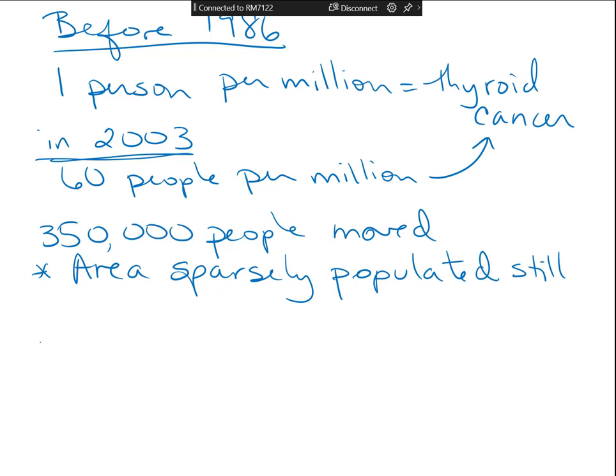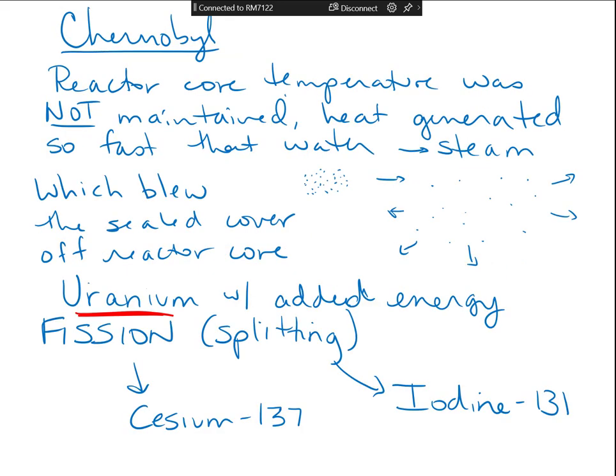Just to show you what they found, before 1986, only about 1 person per million up in that area developed thyroid cancer, so cancer of the thyroid. But in 2003, it's up to 60. So that means this caused a 60-fold increase in thyroid cancer development because one of the things that shot into the air was iodine. And where does iodine go when you ingest it? Straight to your thyroid. So they did see that it definitely ended up having an overall effect.